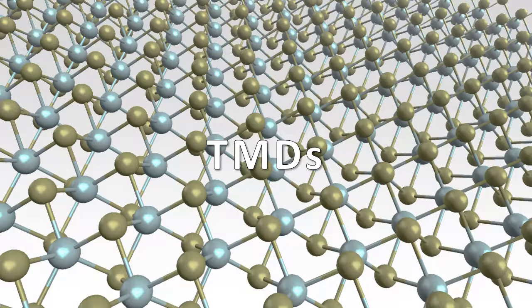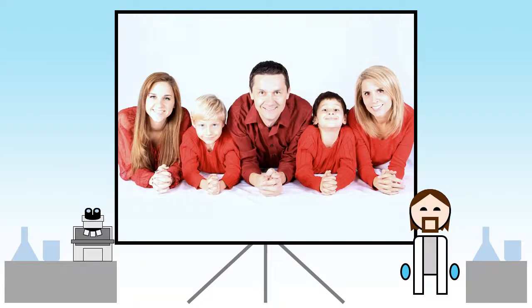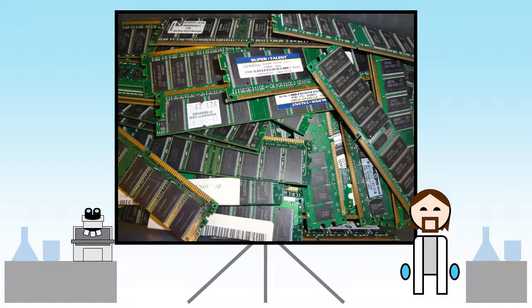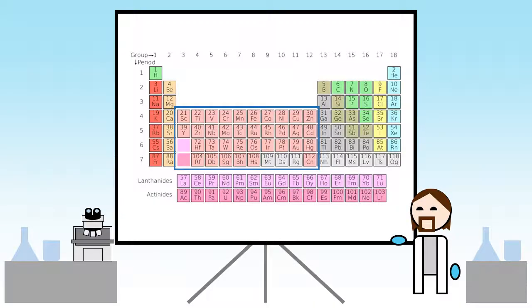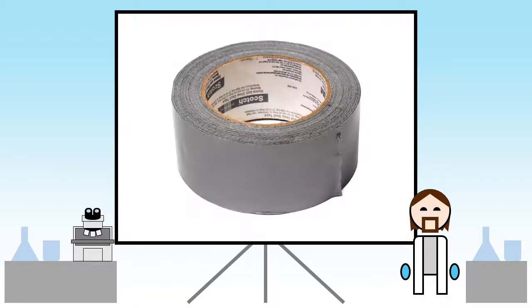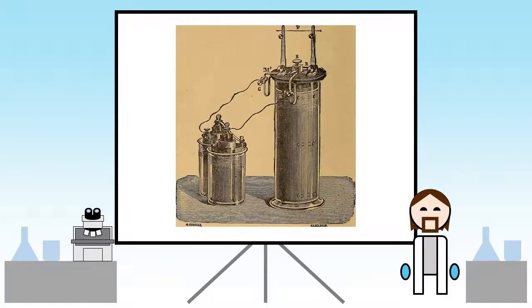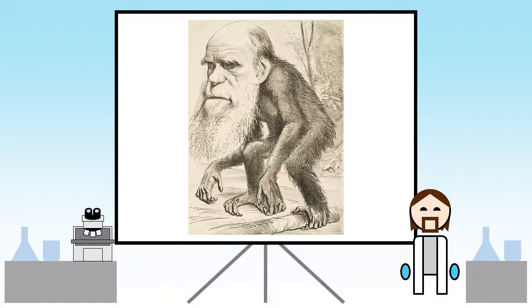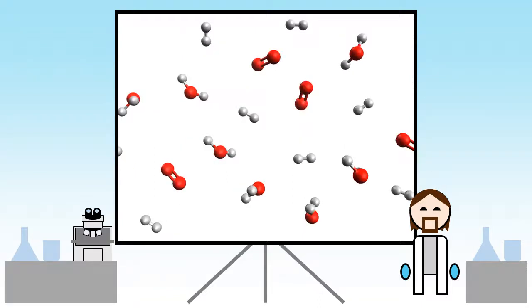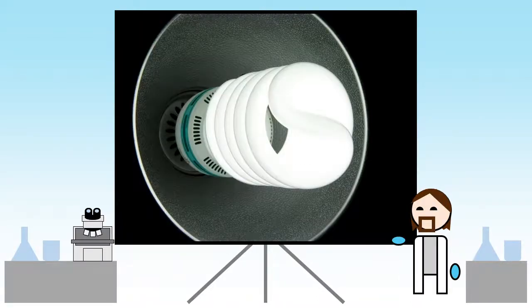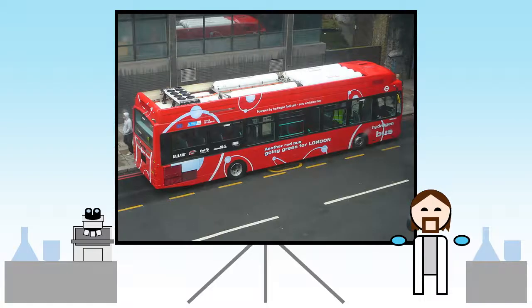TMDs. Transition metal dichalcogenides are a family of two-dimensional semiconductor materials. They are made up of a layer of transition metal atoms, like tungsten, sandwiched between two layers of chalcogen atoms, like sulfur. These materials are extremely versatile, especially in electrochemistry. They are great catalysts in reactions like hydrogen evolution, which is the process of splitting water molecules into hydrogen and oxygen. Being able to split water with a very high efficiency is an absolute necessity for being able to make hydrogen fuel cells, which are already being used to power public transport in certain parts of the world.